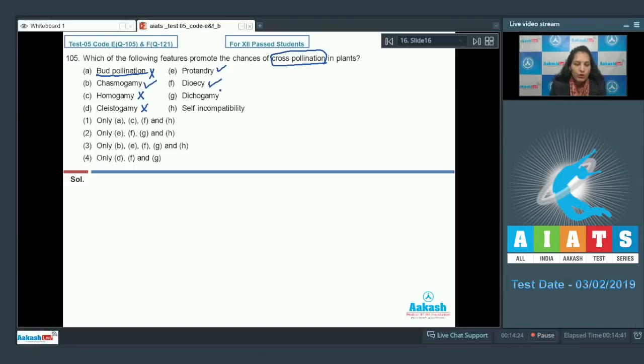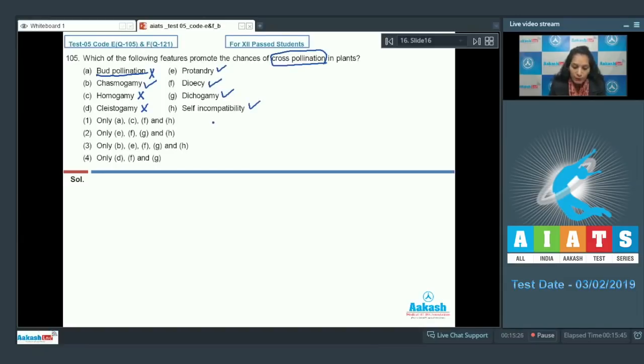So this feature also promotes cross-pollination. G. Dichogamy. Dichogamy is a condition when maturation of the male and female sex organs is at different times, so that cross-pollination can be favored. So this is also correct. H. Self-incompatibility. If self-incompatibility is seen in a plant, it will never go for self-pollination. It will go for cross-pollination only, because they are incompatible for self-pollination. So this is also correct.